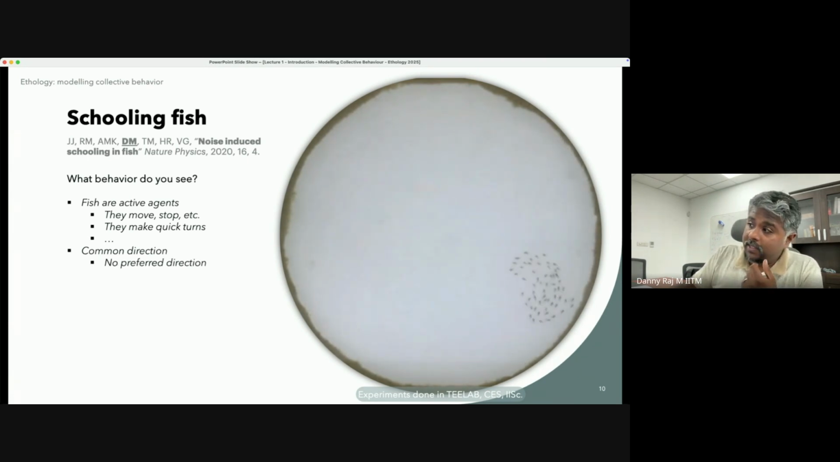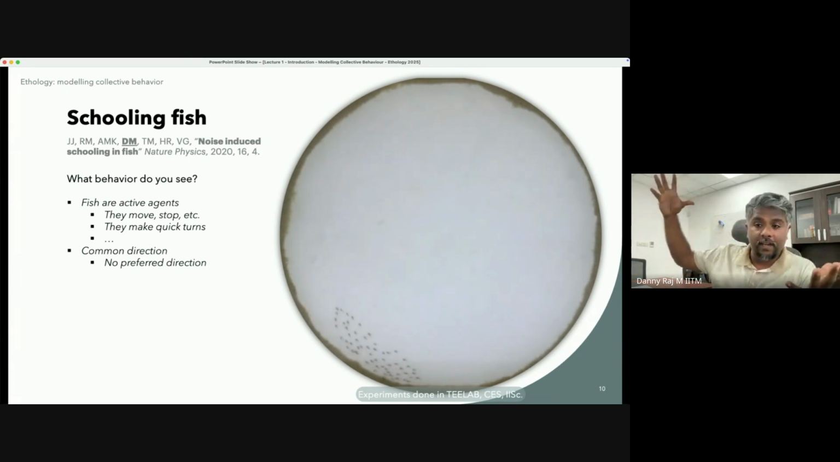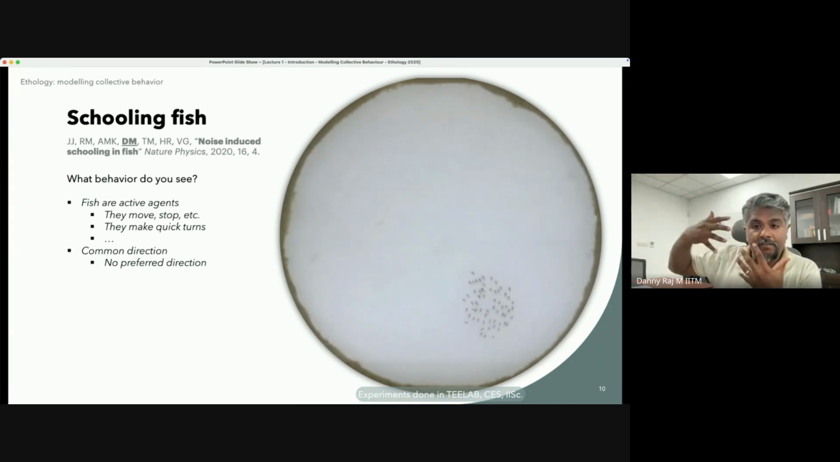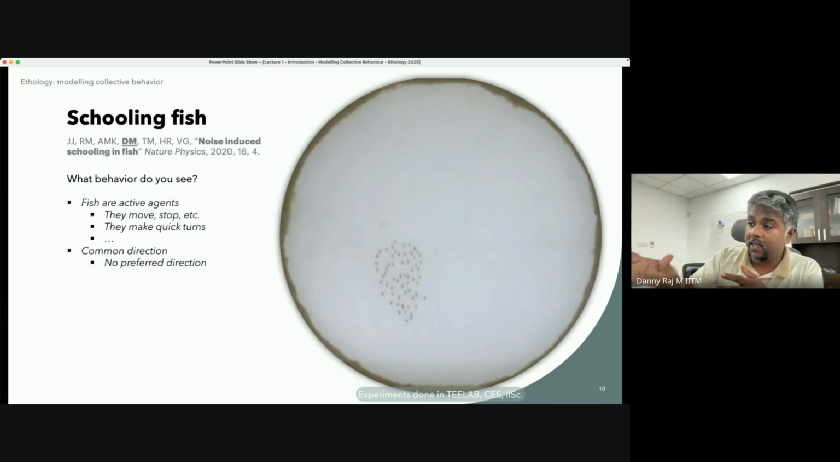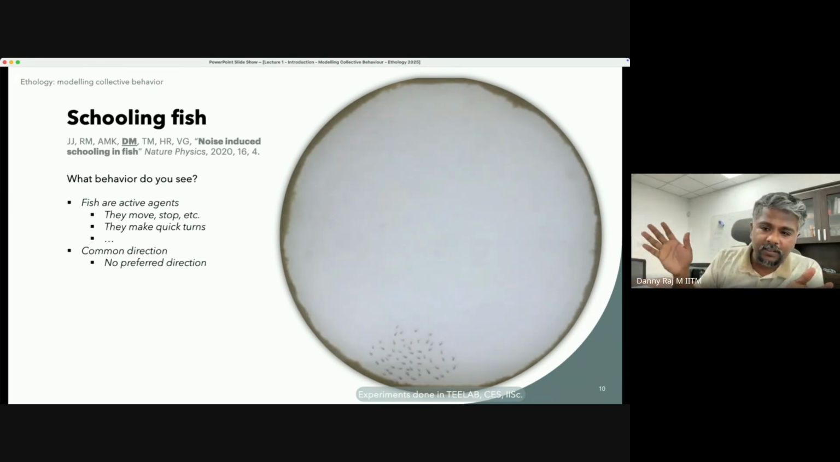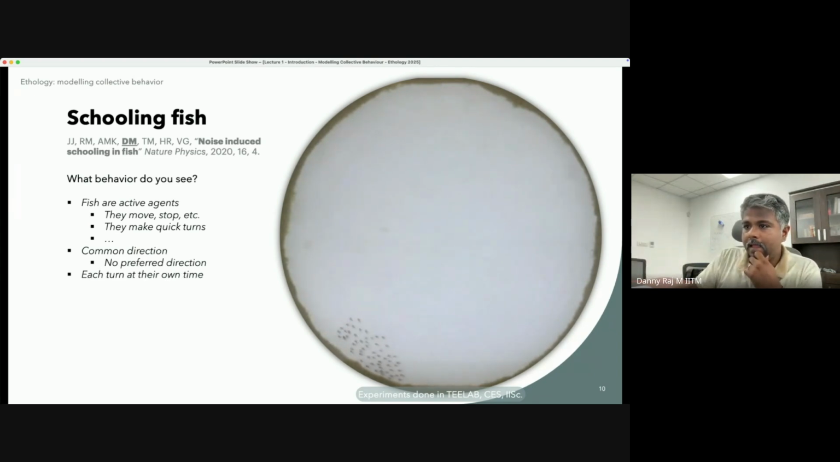And what you'll also see is that there is no specific direction that is preferred. So for example, let's say if there was a chemotactic field here and they were responding to it, that's like an external field that is constraining their movement. So you'll expect movement to be about that field's direction. But here, they turn in all directions. They are not bound to go in either clockwise or anti-clockwise. They can go in any direction, any way possible.